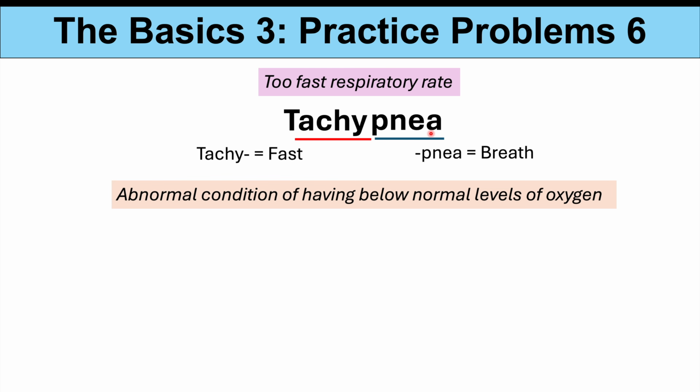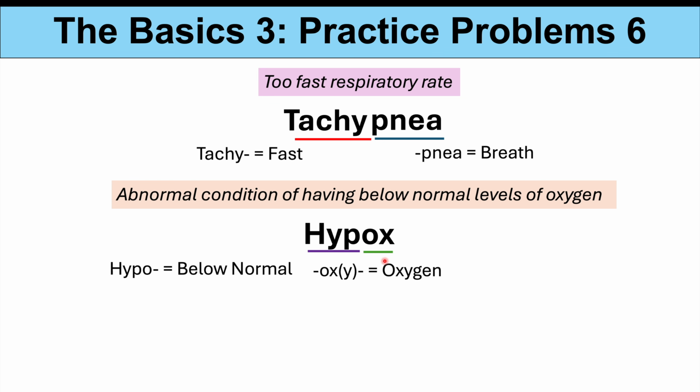The next description we will look at is an abnormal condition of having below normal levels of oxygen. What do you think the medical term is for this? We're going to start off with the first part of the word, more specifically hypo. That's going to be below normal. And for oxygen, we're going to put ox, which refers to oxygen, or ox or oxy. And ia, I-A, is going to be the suffix meaning abnormal condition. So this is the medical term for abnormal condition of having below normal levels of oxygen, hypoxia.